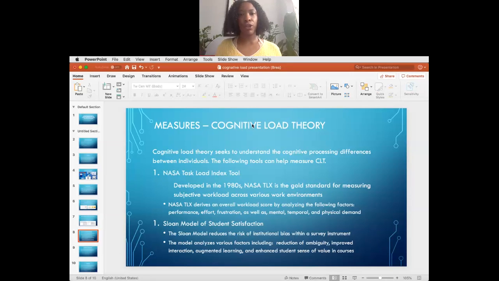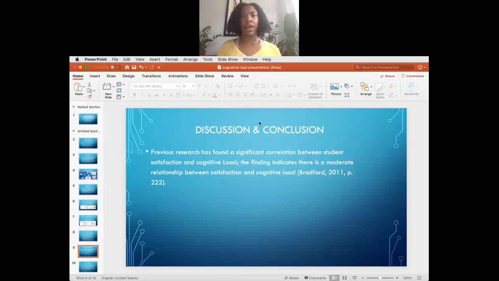The second way to measure cognitive load theory is through the Sloan model of student satisfaction. This model is known to reduce the risk of institutional bias within its survey instrument. This model also uses factors, but these factors are very different than the ones used in the NASA tool. The factors looked at in the Sloan model include improved interaction, augmented learning, enhanced students' sense of value in courses, and reduction of ambiguity. In conclusion, several references have been provided that have guided my research so far.